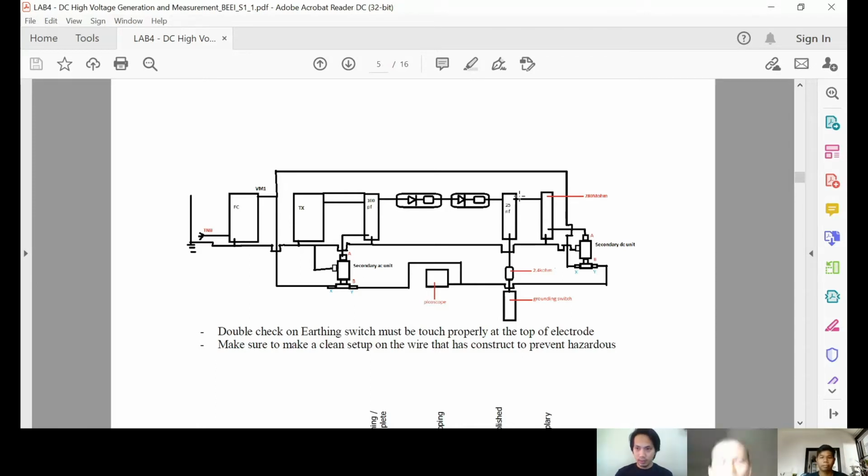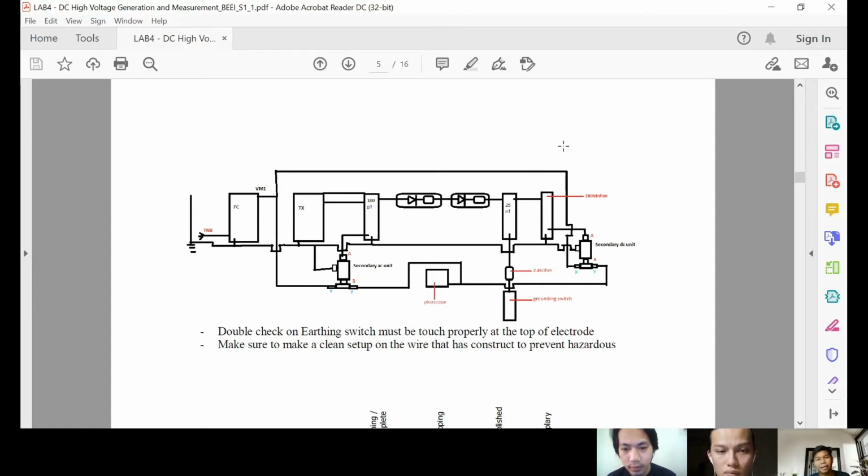For the next thing, I will explain the safety that needs to be observed in this lab. First, double check that the earthing switch is touching properly at the top of the electrode. Second, whenever we run a lab session, make sure the wire setup is clean to prevent hazards. The next question goes to Ashraf for presenting.